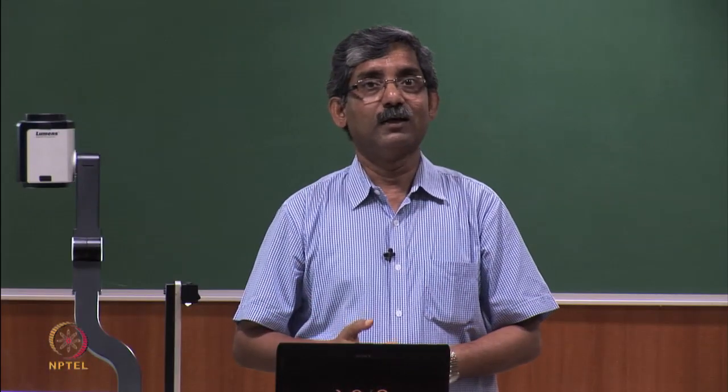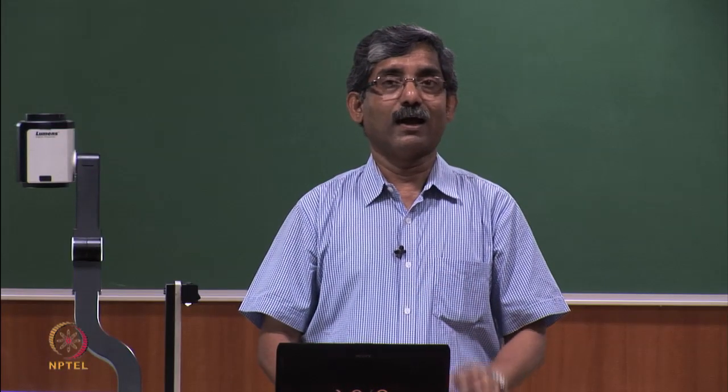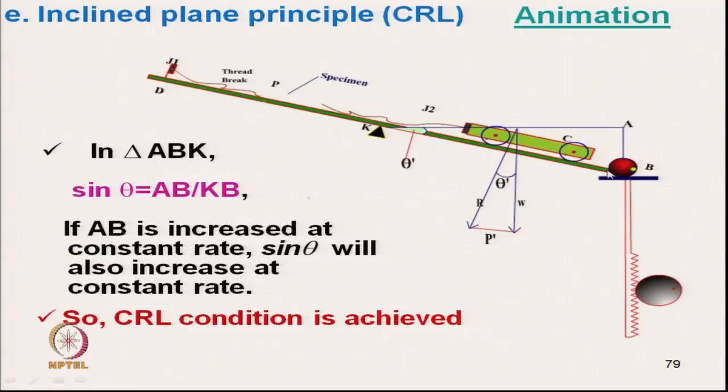With this principle we achieve the CRL principle, and here is one arrangement: this side B is simply placed on a platform, it is not fixed, because as it is moving down and the inclination is increasing, this point of contact will slide a little towards the left side. There will be simple sliding. Okay. That is why it is not fixed, this end is only placed on the platform.